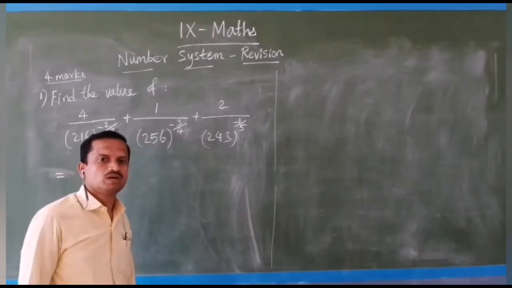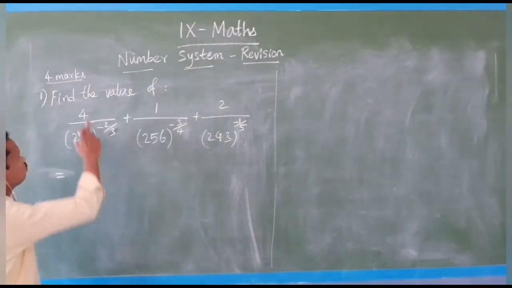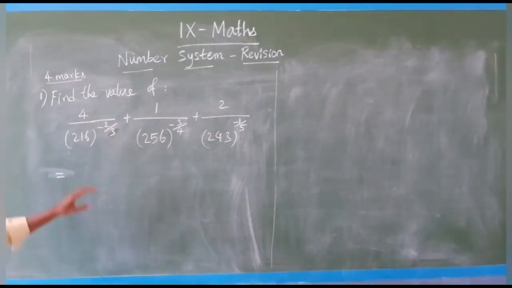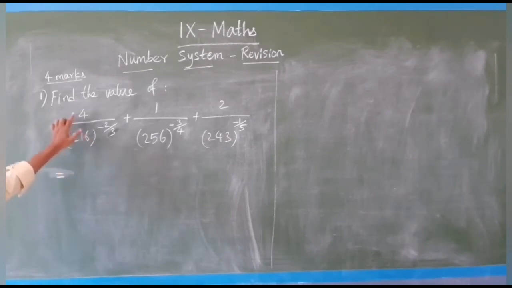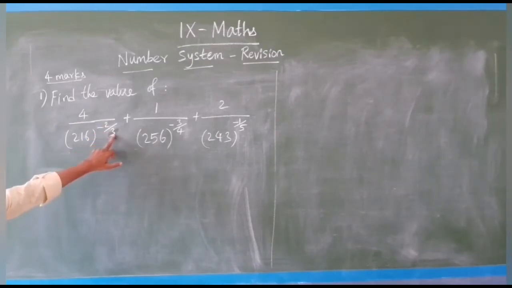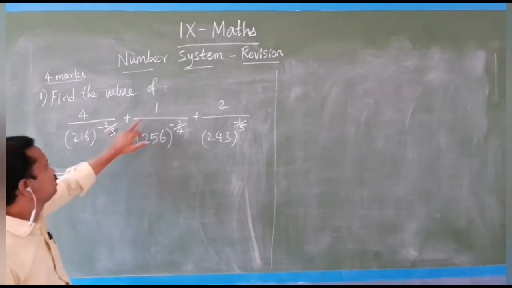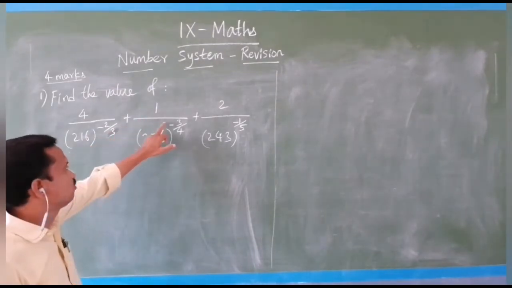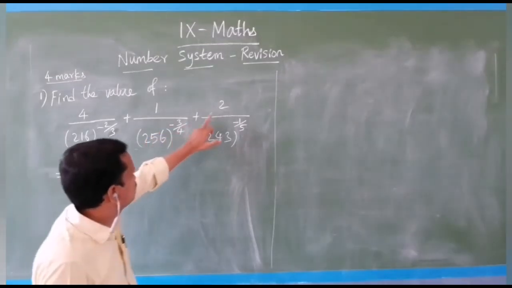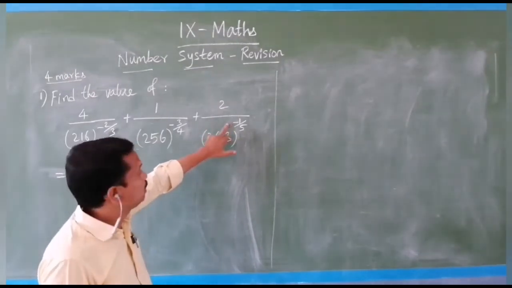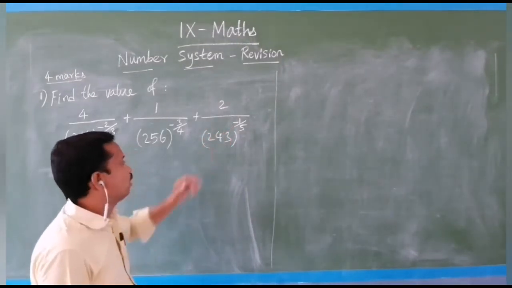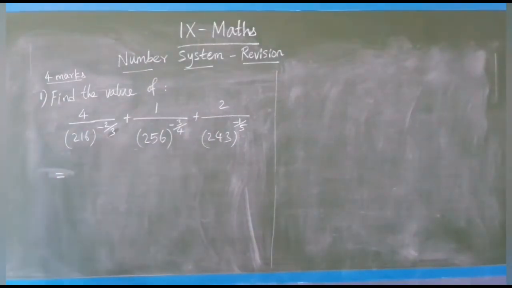And now coming to 4 more questions. The first sum: find the value of (4/216)^(-2/3) + (1/256)^(-3/4) + (2/243)^(-1/5). You have to be very keen on observing the exponents. The exponent of 216 is minus 2 by 3, here the exponent of 256 is minus 3 by 4, and here the exponent is minus 1 by 5. It is very easy to solve this.